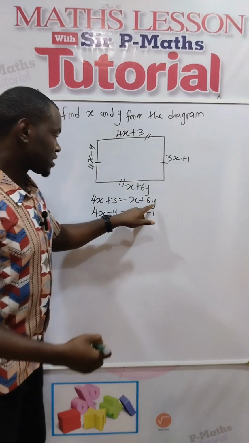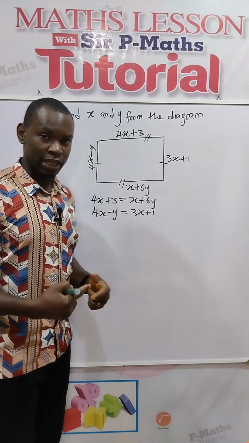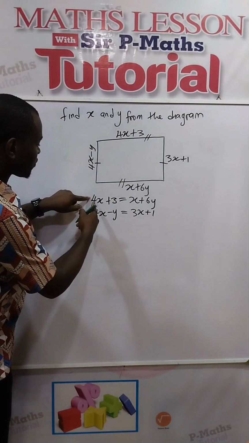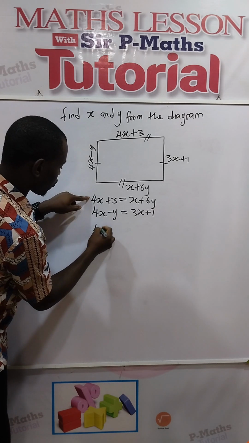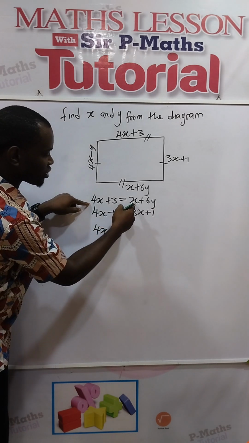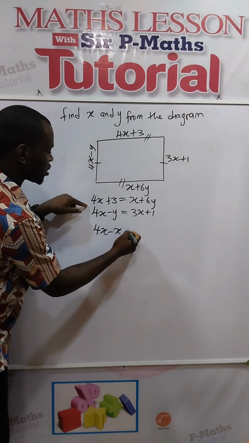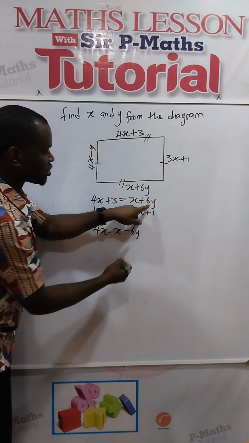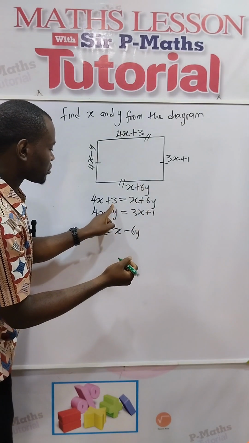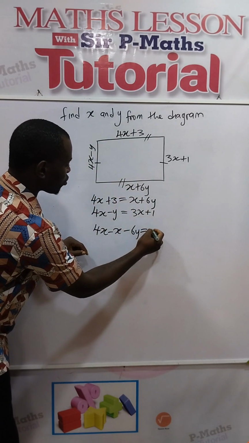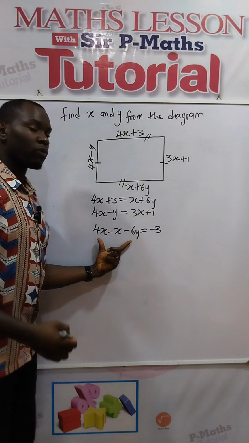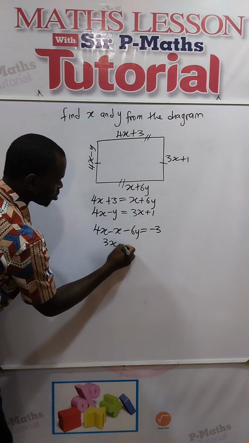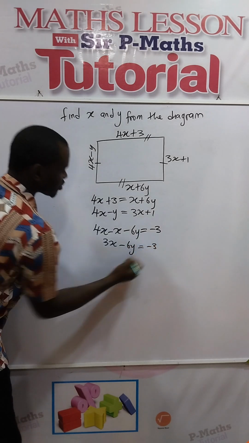Having done this, let's simplify this equation so that it looks like a simple linear equation or simultaneous equation. So for the first one, let's collect like terms. We have 4x, bring this one over, minus x, bring 6y over. It becomes minus 6y because 6y is positive here. Then I'm taking 3 to the right hand side. This is equal to minus 3. So the x and y are now the same side. So 4x minus x gives us 3x minus 6y equals minus 3.